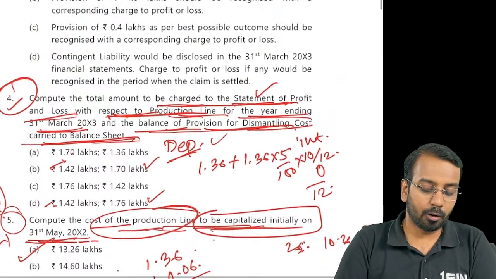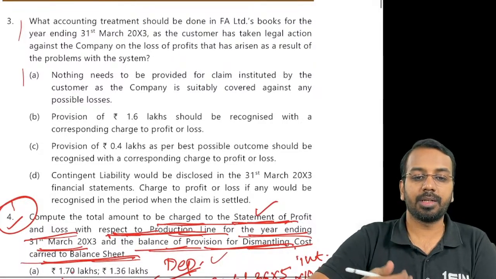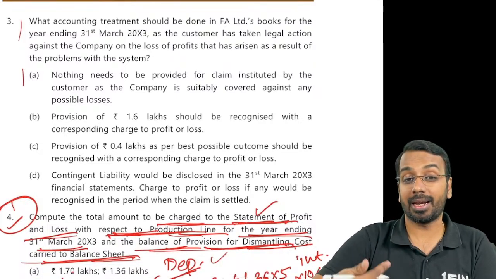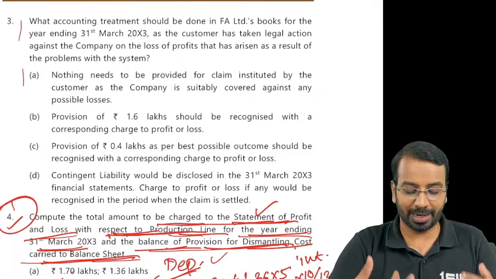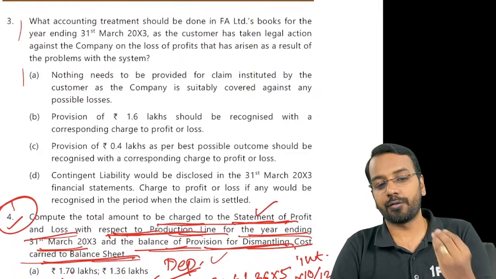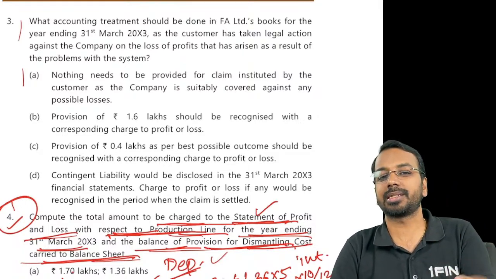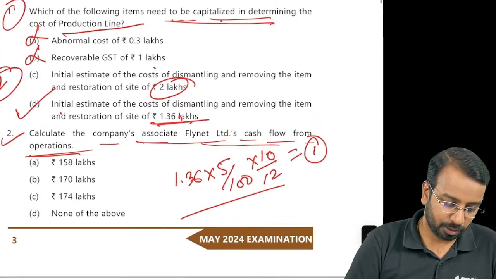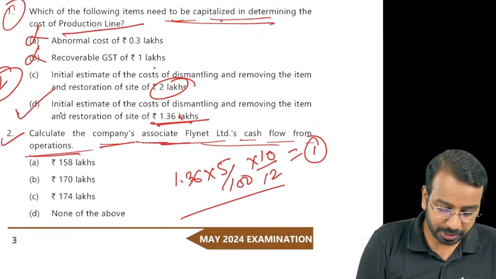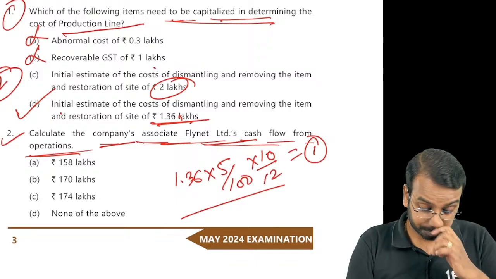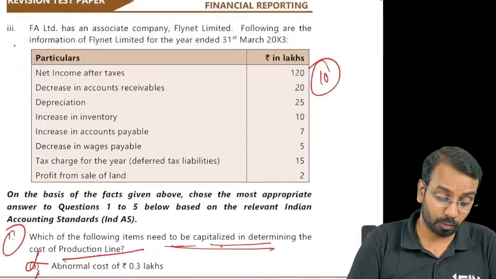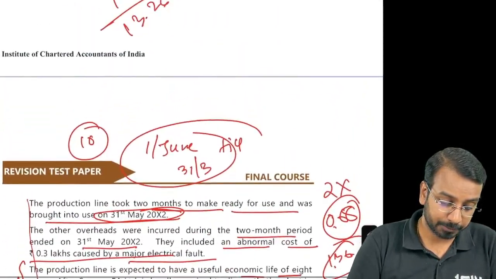Now, in the examination, there will not be a need to analyze or explain or write down so much in detail. So try to finish this 6 marks in 8 to 9 minutes, as fast as possible. Now then comes: calculate the company's associate Flynet's net cash flow from operations. So what is that related to? Let's see.